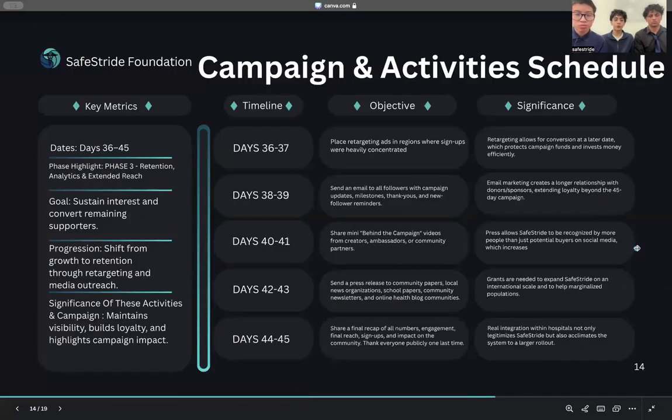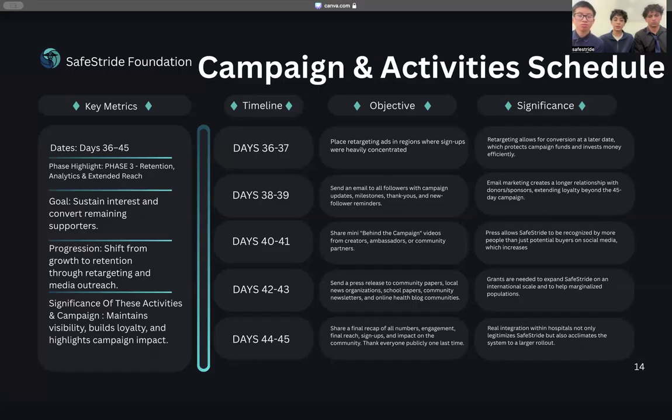Days 36 through 45. This highlights retention, analytics, as well as extended outreach. Our goal is to sustain interest and convert remaining supporters into global users. And we plan to progress from growth to retention through retargeting and media outreach. The significance of this campaign is to maintain visibility, build loyalty, as well as highlight campaign impact.